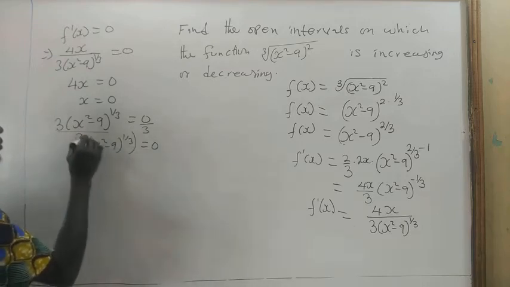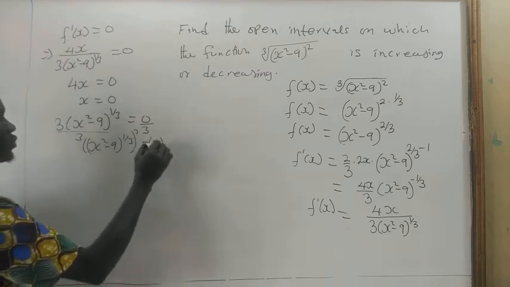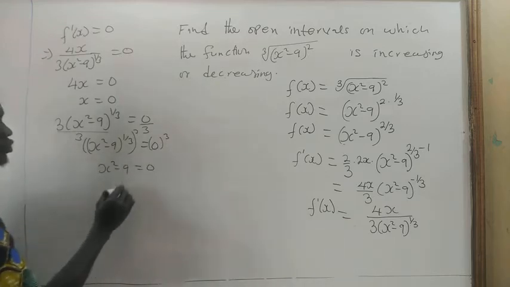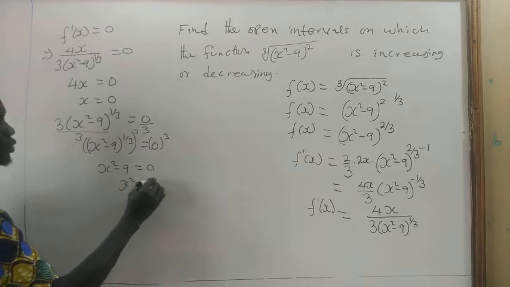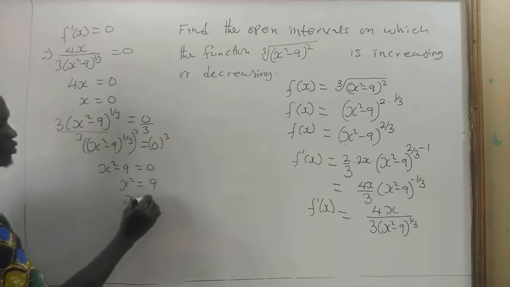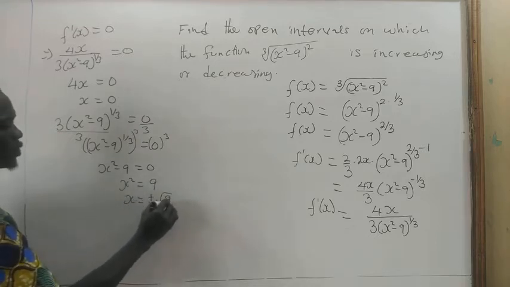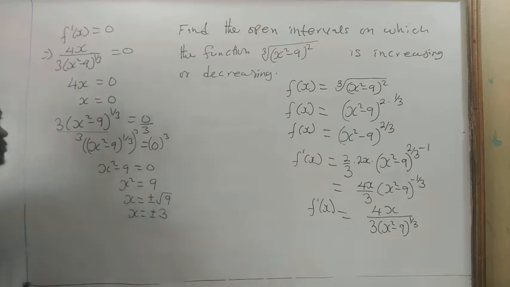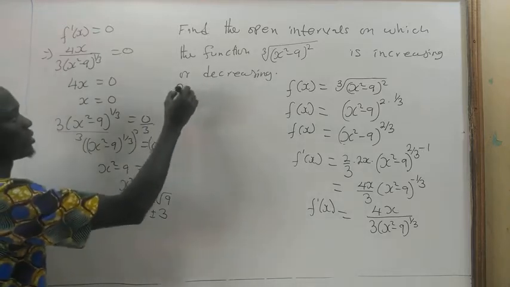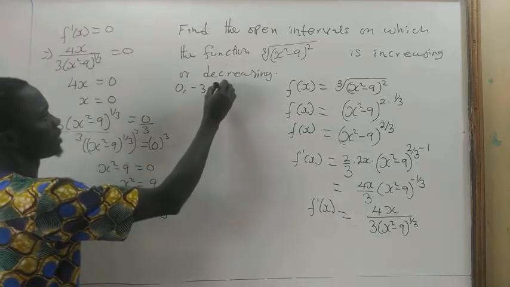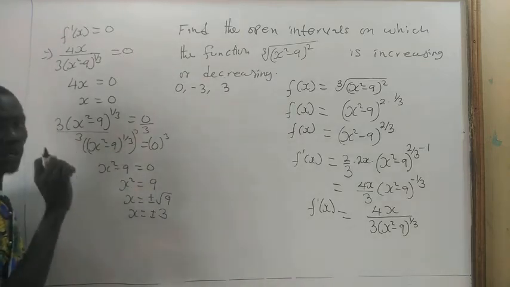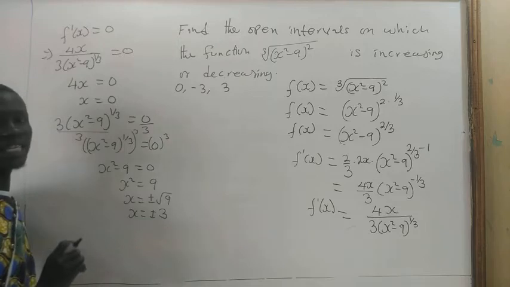If we cube both sides, we have x squared minus 9 equal to 0. x squared will be equal to positive 9. x will be equal to plus or minus the square root of 9. We have x equal to plus or minus 3. So our critical points are now 0, negative 3, and positive 3. Now we are going to use these 3 points to form the intervals.